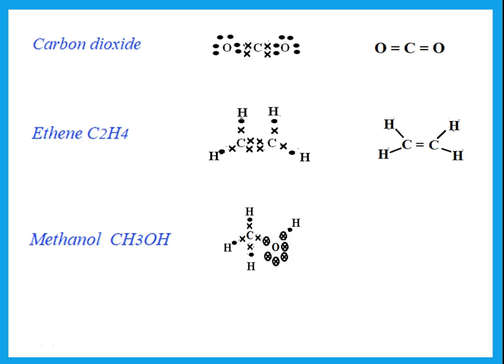Methanol is something that has CH3OH. This is because the carbon has 4 electrons of its own, so it needs 4 more. It's going to take 3 from the 3 hydrogens and 1 from the oxygen. The oxygen has 6. If it takes 1 from the carbon, it needs another 1 from the hydrogen to make it a full outer shell.